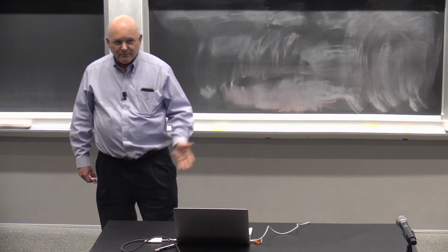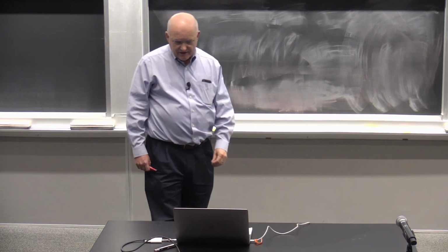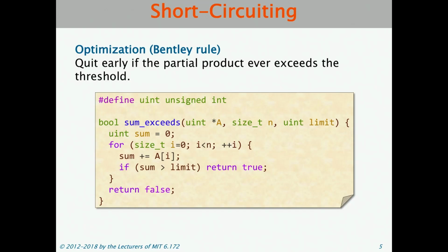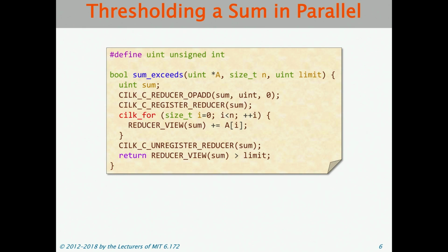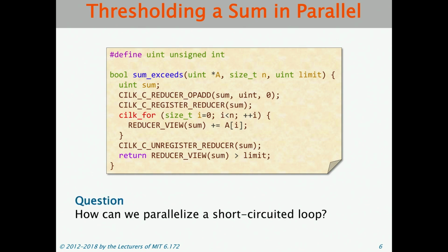Okay, and the problem when I operate in parallel is that as I'm adding stuff up, I want to do it with a reducer. So basically I'm going to add up the values in the reducer, but now I'd like to do the same thing of being able to quit early. And so the question is, how can we parallelize a short-circuited loop?